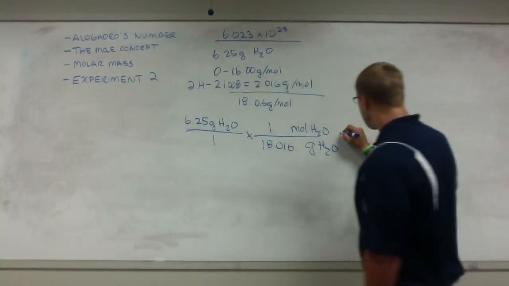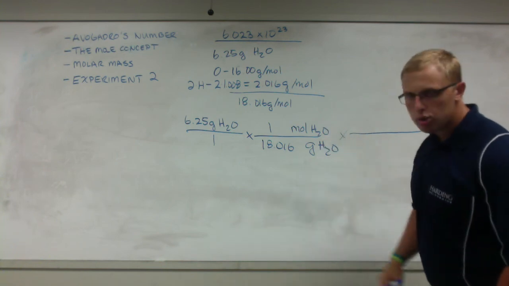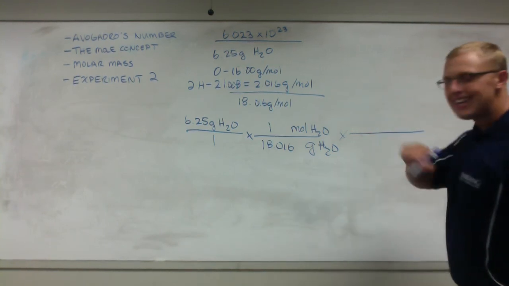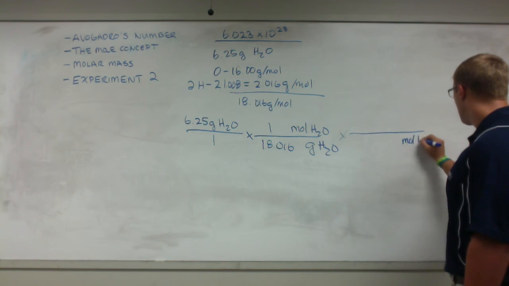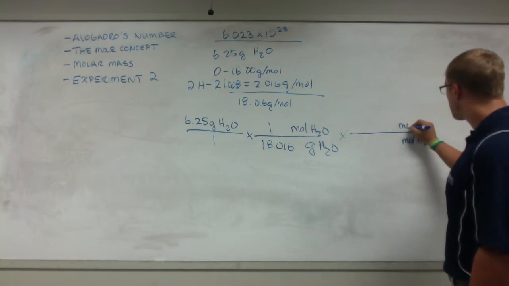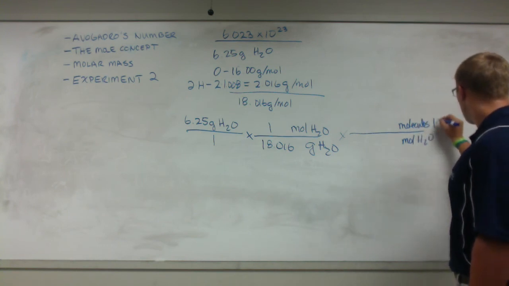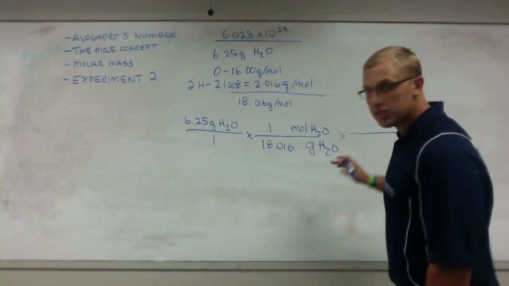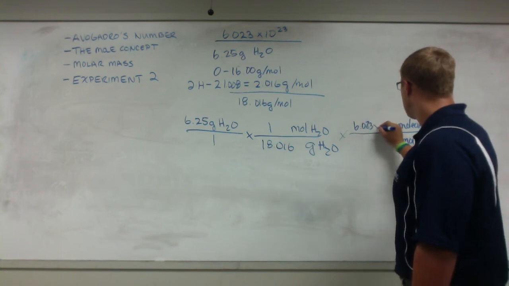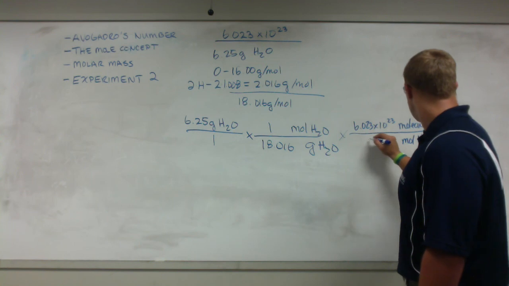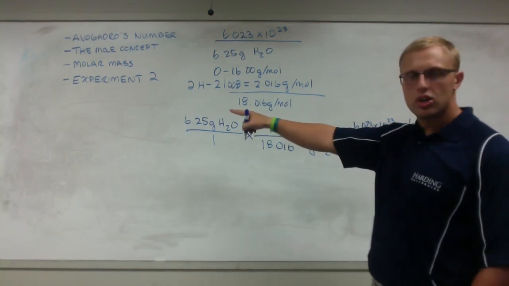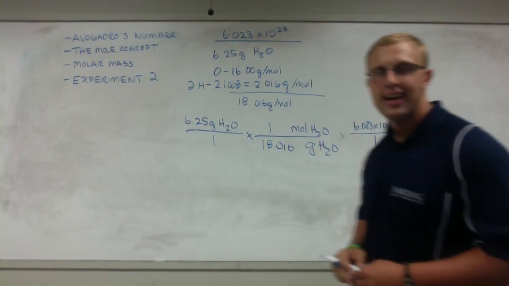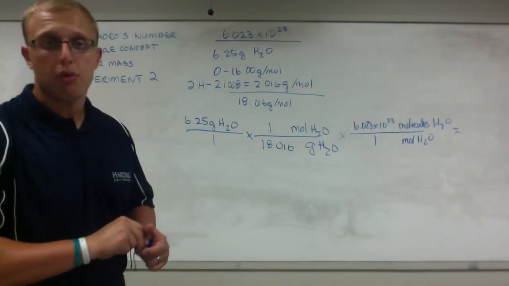Now we need a conversion factor that relates moles and molecules. What is that, you ask? It's up there on the board. It's Avogadro's number. We need to get rid of the unit moles, so we put moles of H2O down here, and we put molecules of H2O up here. How many molecules are in a mole? Avogadro's number. It's always Avogadro's number: 6.023 times 10 to the 23rd molecules in 1 mole. So you're going to take your calculator and go 6.25 divided by 18.016 times 6.023 times 10 to the 23rd. That gives you how many molecules are in 6.25 grams of H2O.